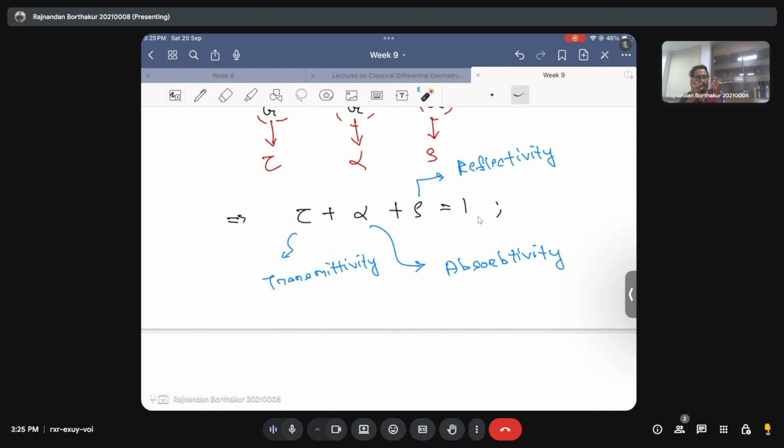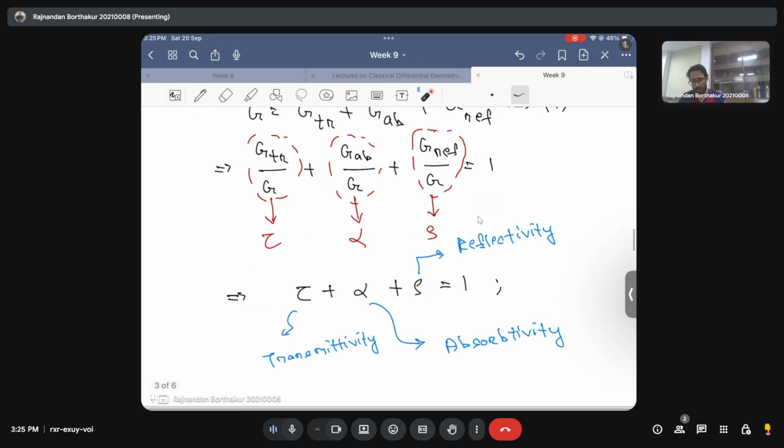Okay, so this is the first conclusion that you can draw. If you ask me what happens to the fate of the irradiation upon incidence on a surface, it just has three possible ways. Mathematically, these three possible ways are manifested through this equation: tau plus alpha plus rho is equal to 1. Okay. All right.